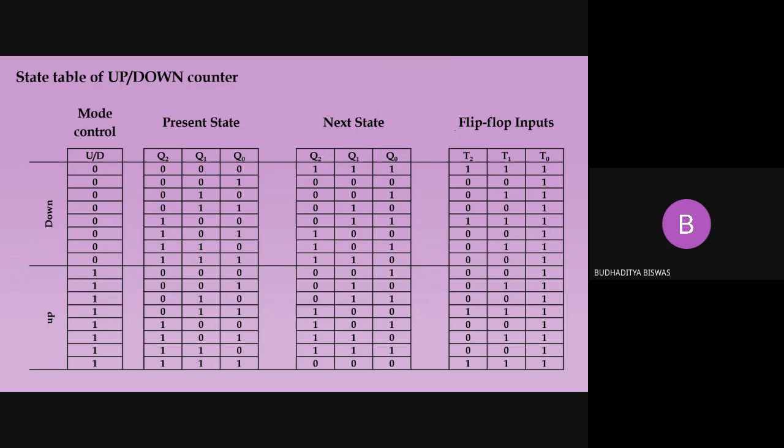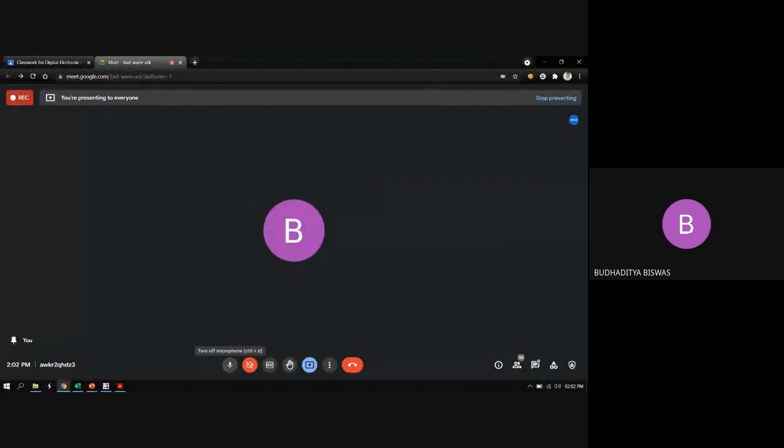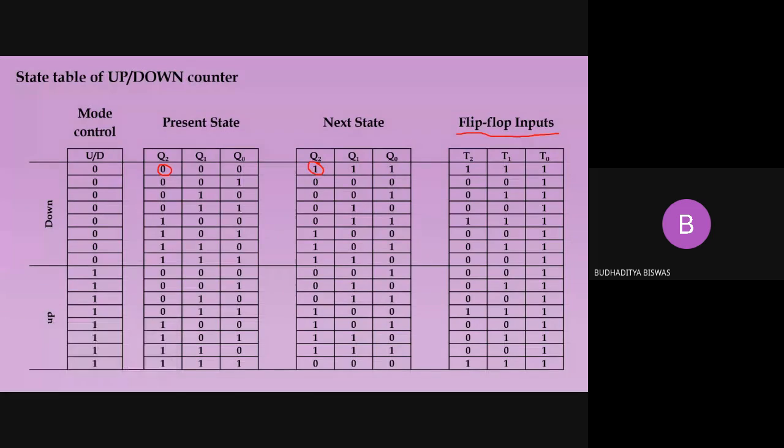We need to fill up the flip-flop inputs. That is the main important part of this. So here you see present state Q2 is 0 and Q1 is 1. Present state is 0 here, next state is 1 here. So that means this is a 0 to 1 transition.